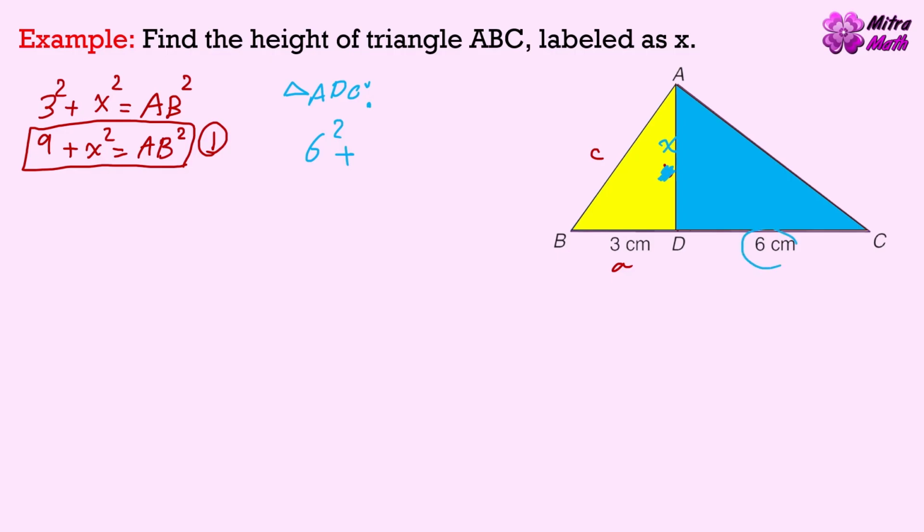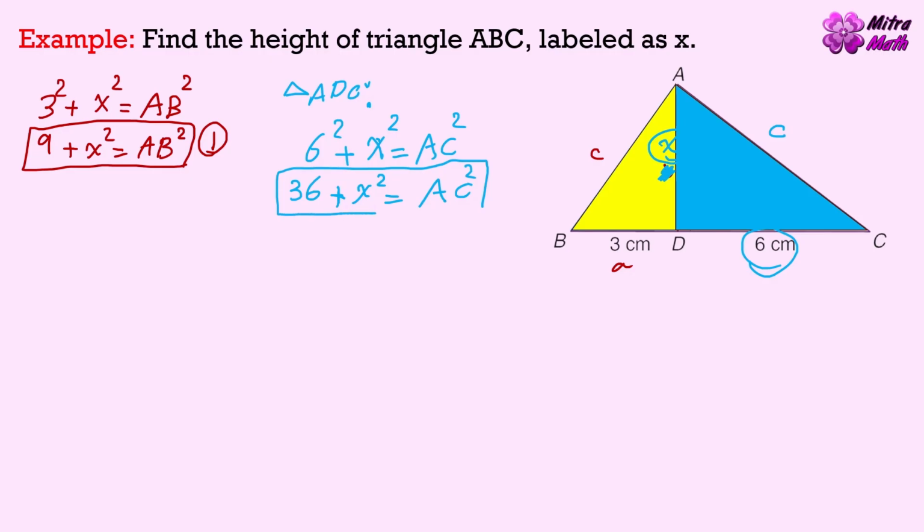Therefore, 6 squared, x squared, and this one is C. Plus x squared is equal to C squared. For C squared, again, I'm going to use its own name, which is AC. So it would be AC squared. I get 36 plus x squared equals AC squared. Again, I cannot solve this equation, so I'm going to keep it as relation number 2.